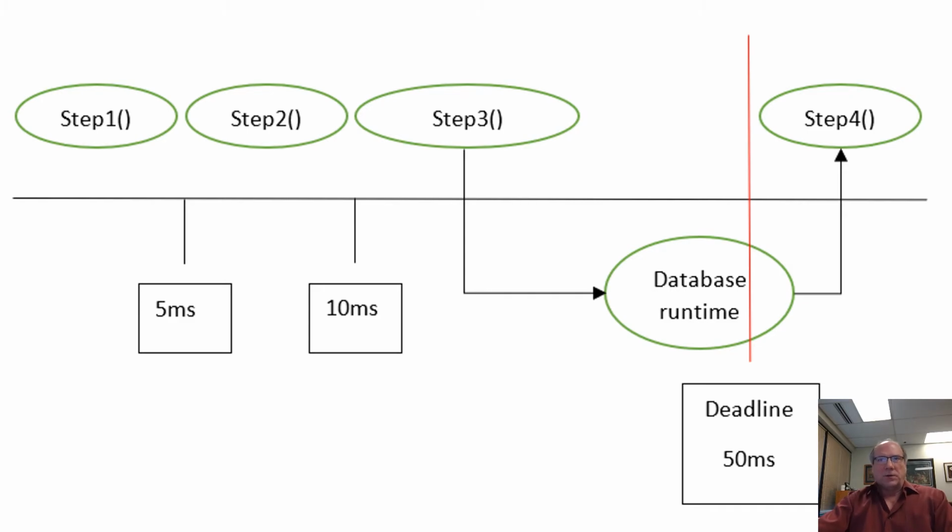This slide attempts to illustrate this. In this illustration, with a conventional, in other words, not a real-time database system, the real-time task completes the first couple of steps at the 5 and 10 millisecond marks respectively. Then at step 3, the task makes a call to the database runtime. However, the database runtime has no awareness of a deadline and doesn't return control to the task until the deadline is well expired. The system has failed.